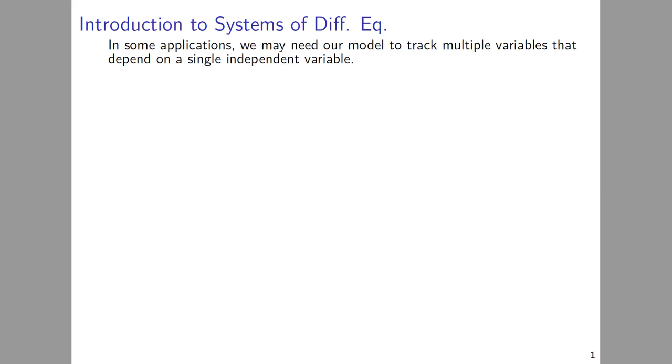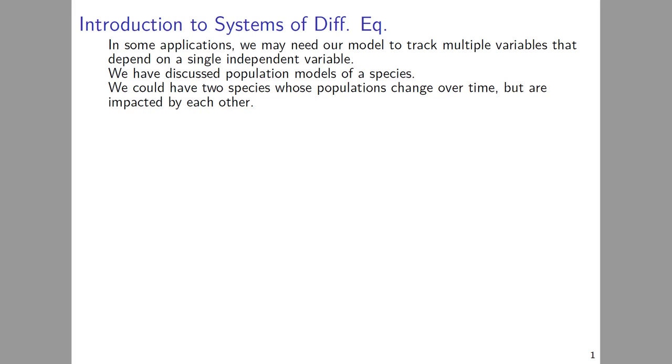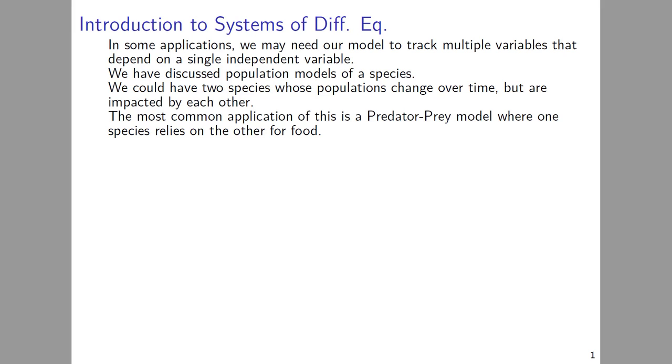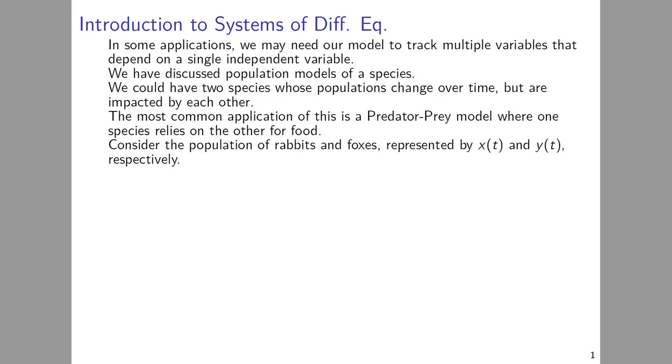In some applications, we may need our model to track multiple variables that depend on a single independent variable. We have discussed population models for species mostly one at a time, but we could have two species whose populations change over time and are impacted by each other. The most common application of this is called the predator-prey model, where one species relies on the other for food.